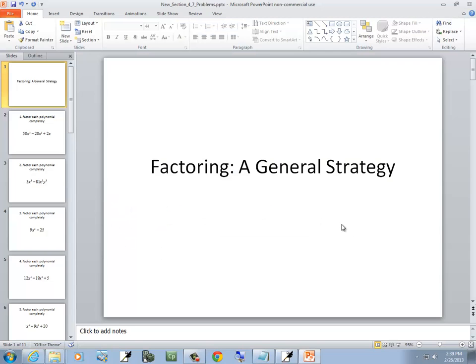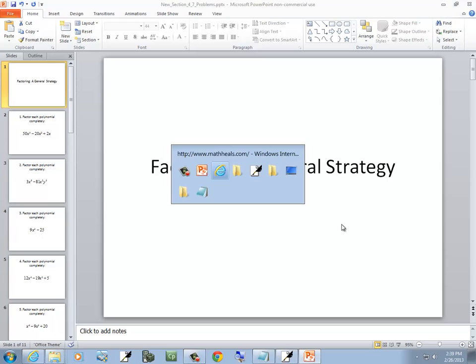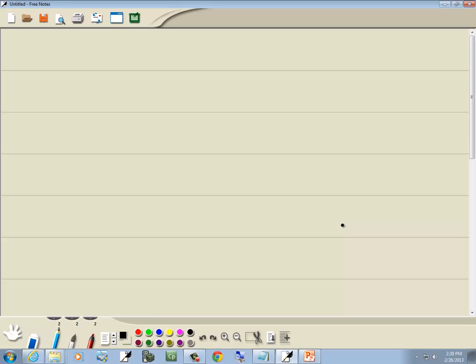Let's take a look at factoring, a general strategy. This is basically just taking the different techniques we've seen and merging them into one section. But we do go over the u-substitution here, which is new. But let's refresh our memory on our factoring.